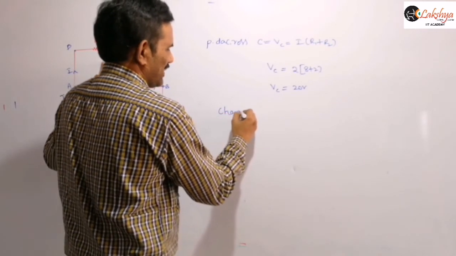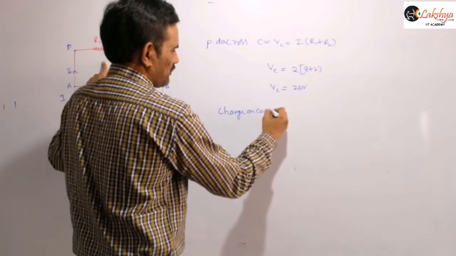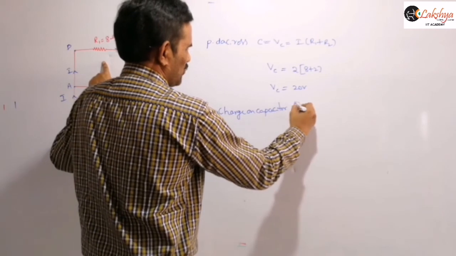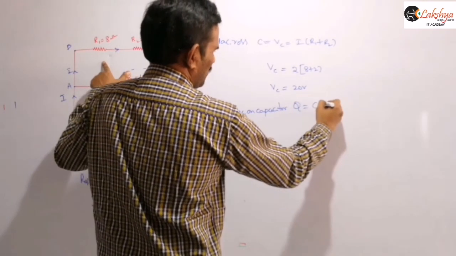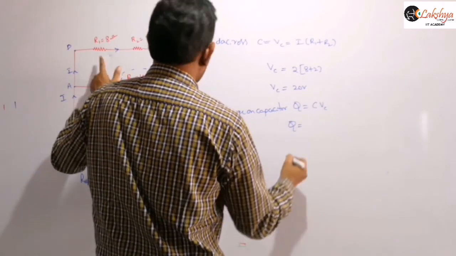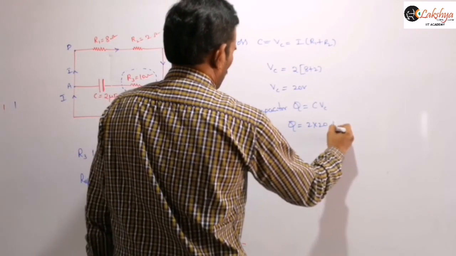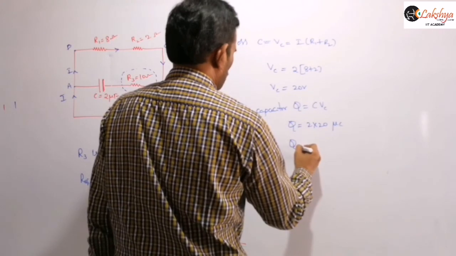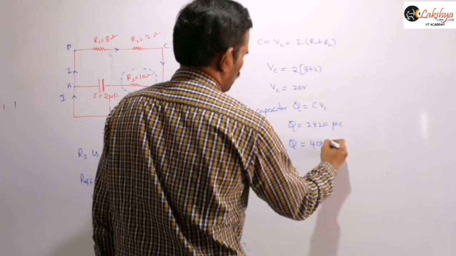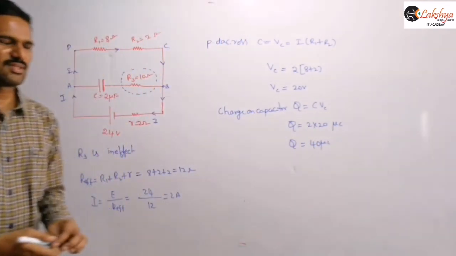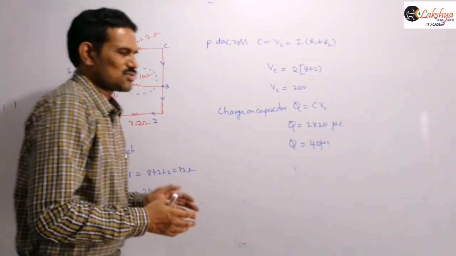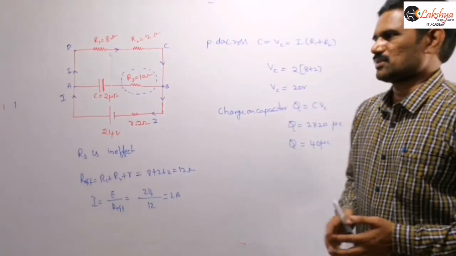Therefore from this we can write the charge on the capacitor as Q is equal to CV, and therefore it is 2 into 20 microcoulomb. So this charge is 40 microcoulombs you will get. There is a charge on this capacitor, right? So there is a charge on the capacitor in this case here.